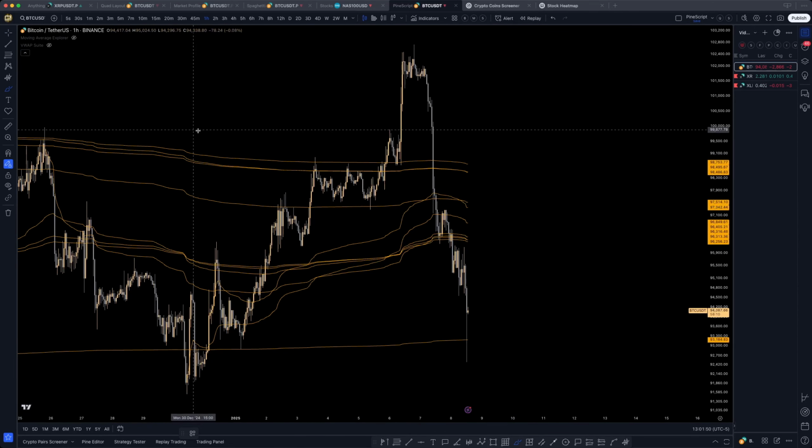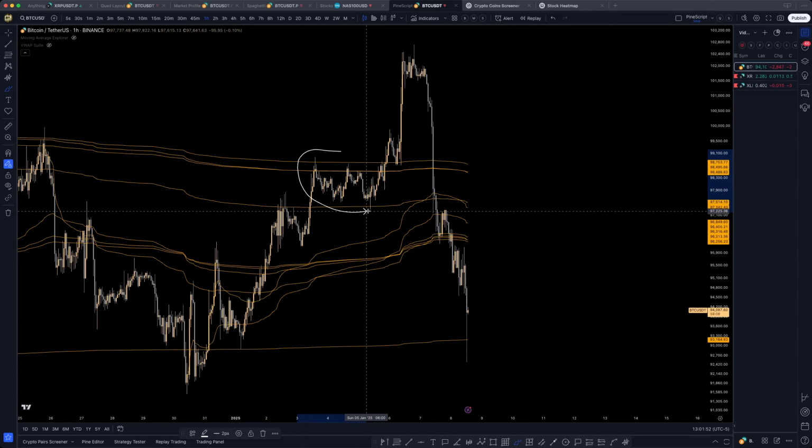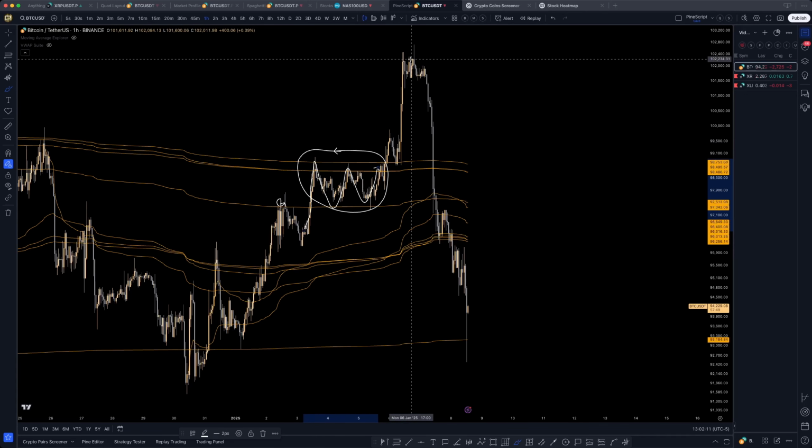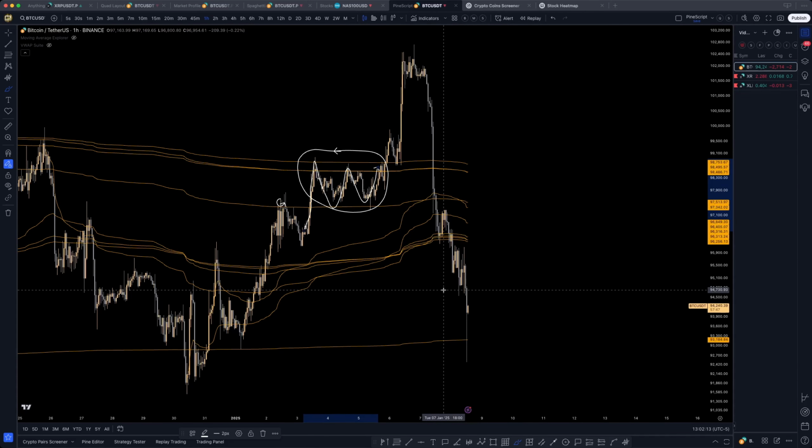But where I found it very interesting was right here. So basically, Bitcoin rejected off this VWAP, came up, did kind of a double tap on each side, and we see that right when we broke out, we retested that top VWAP where it was resistance, and then bam, Bitcoin shot up. And of course, it's come back down already, but that's not the point. The point is that price respects them very, very well.